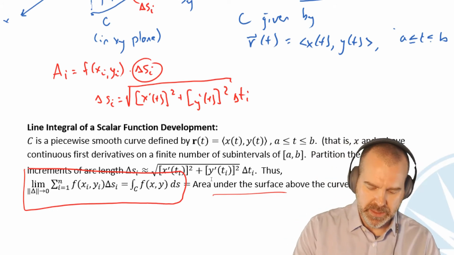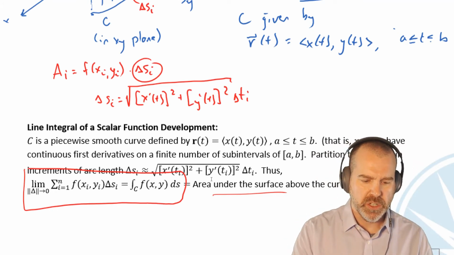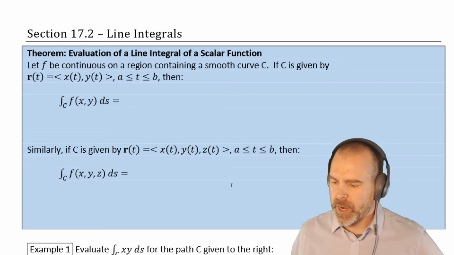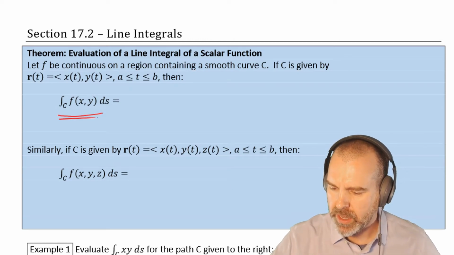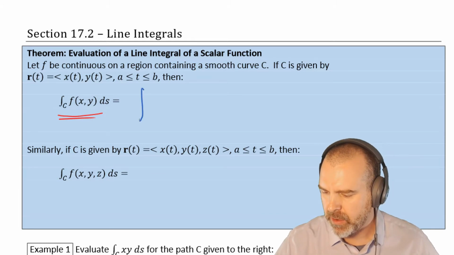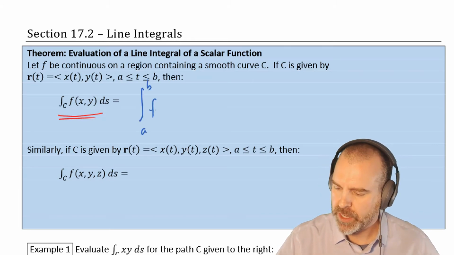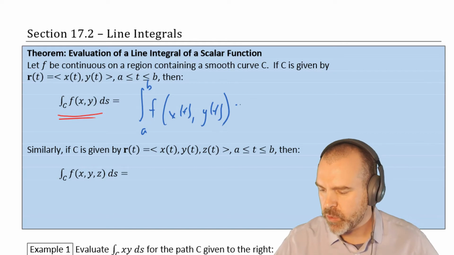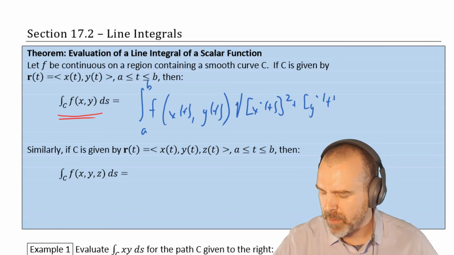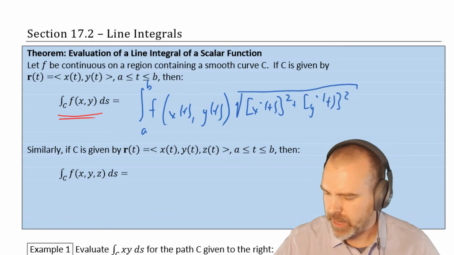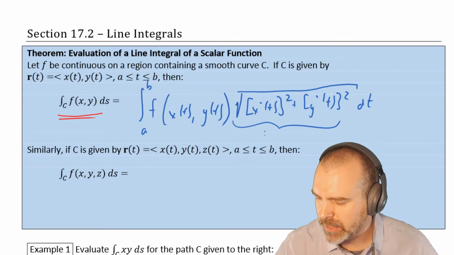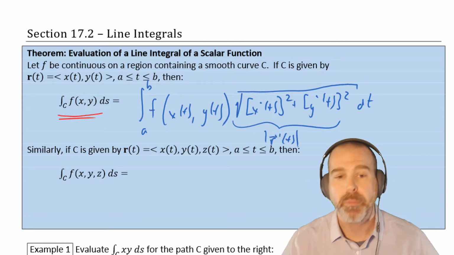Okay, so let's write the definition on the next page and fill that in, and then we'll do a couple of examples. So here's a theorem about how to define this. The line integral is the integral from a to b of your function of x and y, which are parametrically defined in terms of t, times the square root of x prime of t squared plus y prime of t squared dt. And that square root of x prime of t squared plus y prime of t squared is the magnitude of r prime.